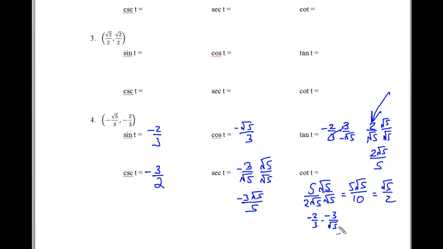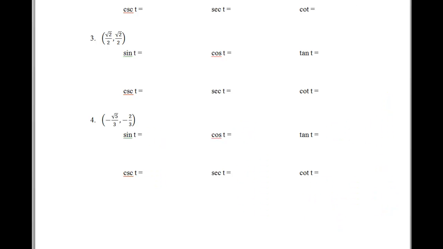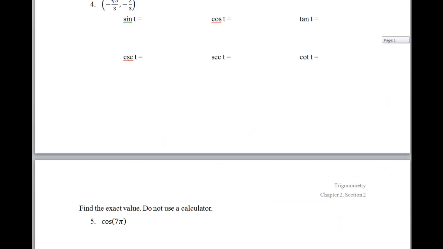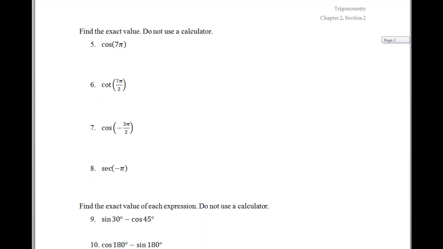So here's my negative 3 over square root of 5. Let's see here. There's my, oh, whoops, I did my, all right, I'm going to edit that out too. Ha! Boop! All right, let's now move to the next page.